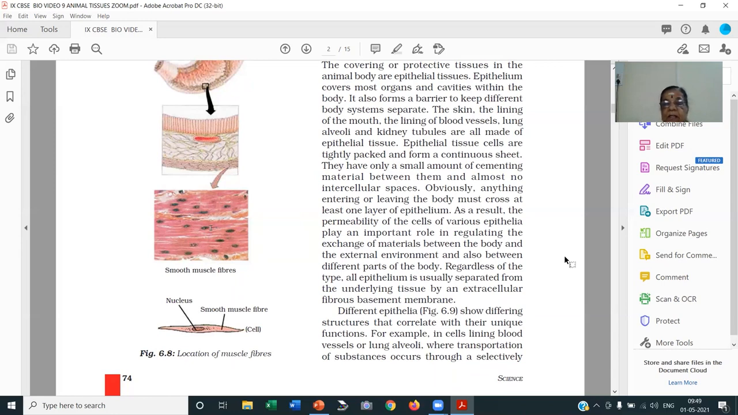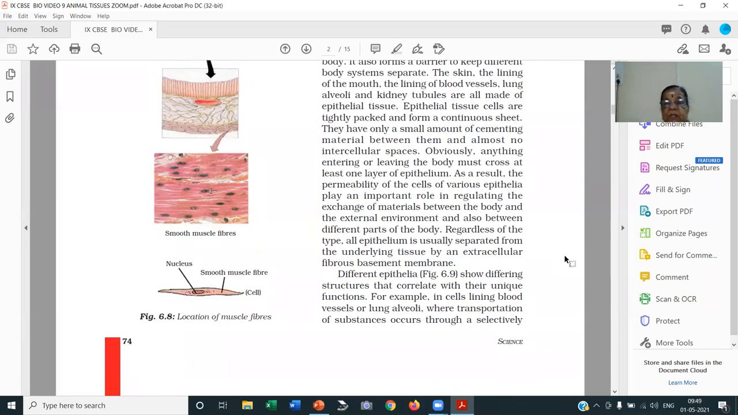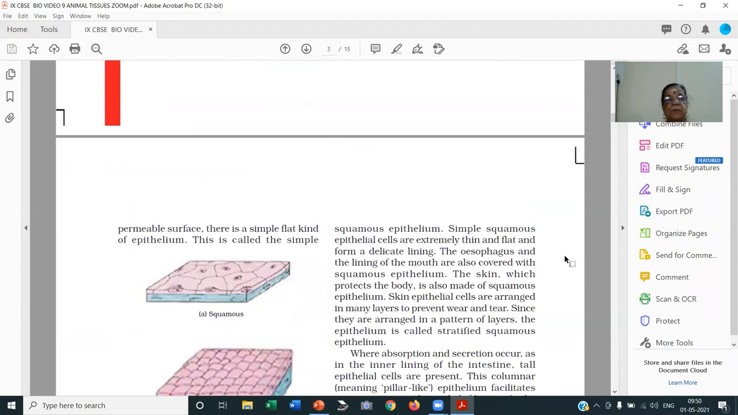Underline that. Regardless of this, they are separated from underlying tissues by an extracellular fibrous basement membrane. Mark this line also. Different epithelia show different structures that correlate with their unique functions. For example, in cells lining blood vessels or the alveoli of the lung, transportation of substances occurs through a selectively permeable surface.